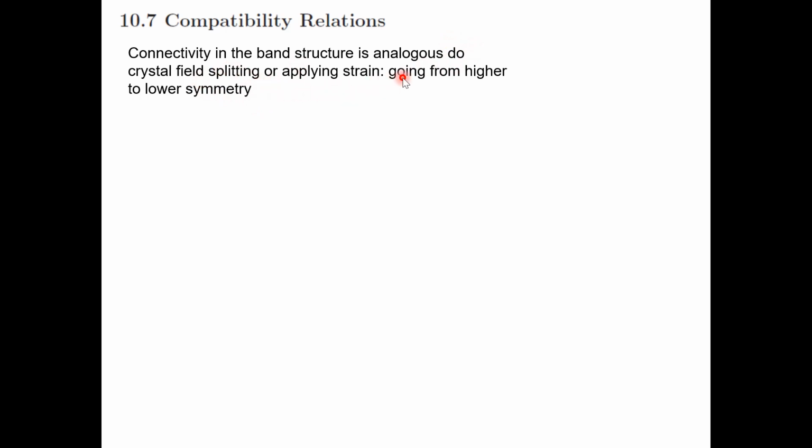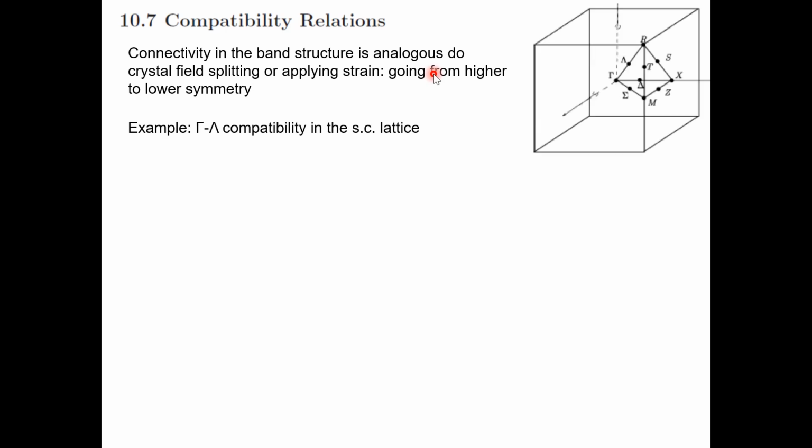When you do either crystal field or you apply strain, you reduce the symmetry. You have to go from higher to lower symmetry. And what you have seen many times already in this course is that when you do that, you take the original irreducible representation in the original group, it becomes a reducible representation in the lower symmetric group, and then you decompose it into irreducible representations of the lower symmetry group. And that's how you find out this compatibility relation. Okay? So let's do an example.